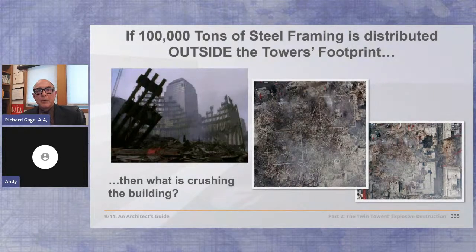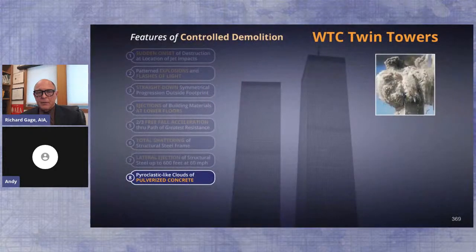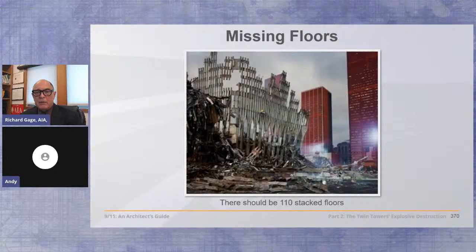You say, well, maybe it was the concrete floors. We'll come back to that right now as we look for evidence of the concrete floors, because we're looking for them and we don't find them. They're not down at the bottom. These floors are an acre in size, each of them. 110 of them. We don't find 50 of them. We don't find 10. We don't find 1.